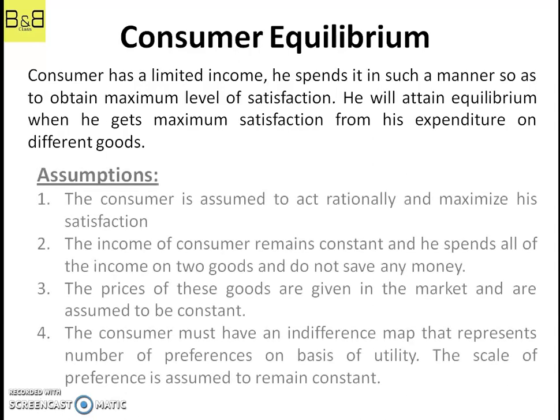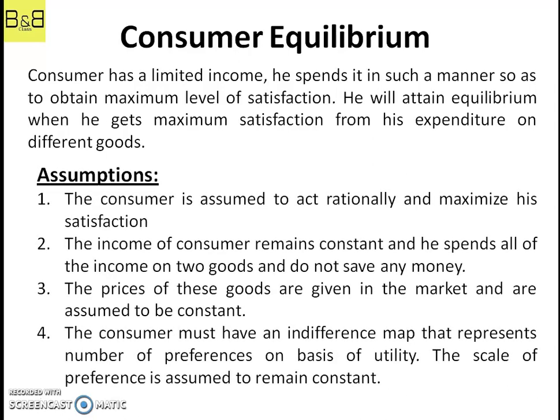There are a few assumptions for this consumer equilibrium which I have listed here. The consumer is assumed to act rationally and maximize his satisfaction. The income of the consumer remains constant, and he spends all of the income on two goods and does not save any money. The prices of these goods are given in the market and are assumed to be constant. The consumer must have an indifference map that represents a number of preferences on the basis of utility. The scale of preference is assumed to remain constant. So these are a few assumptions.